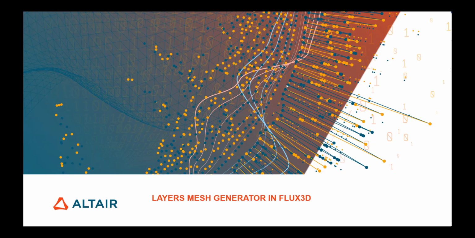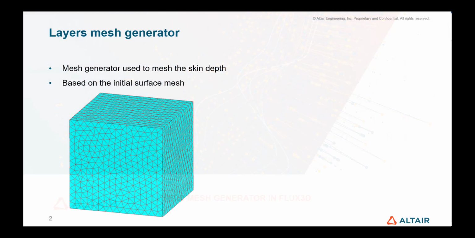Hello everyone! The purpose of this video is to show how to set up a layer mesh generator in Flux 3D. The layer mesh is used to mesh skin depths in solid conductor region where we consider induced currents. For that, the layer mesh will keep the surface mesh on the volume and extrude the surface mesh elements towards the center of the volume. It will create prism elements for the layer.